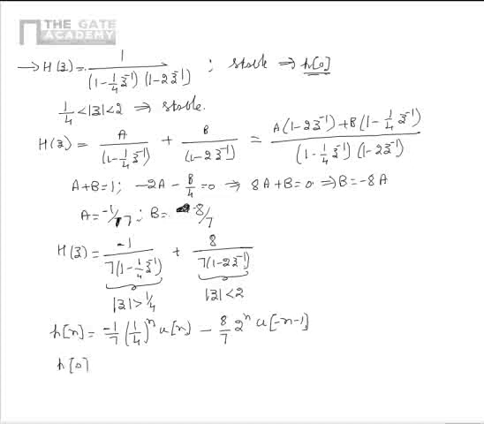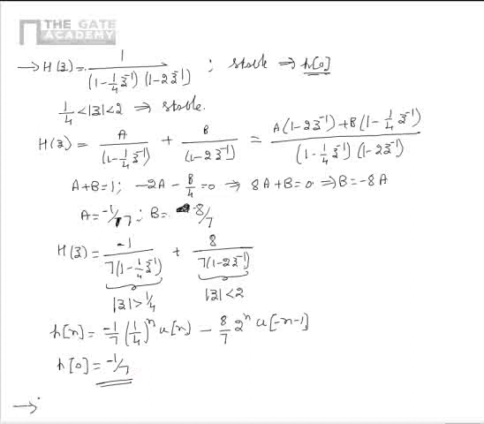From this we see that h[0] is equal to -1/7. So for the given stable H(z), we see that the value of h[0] is equal to -1/7.